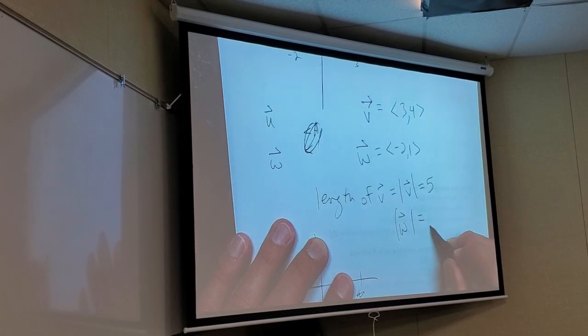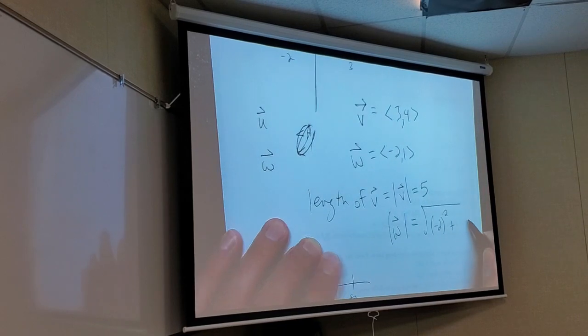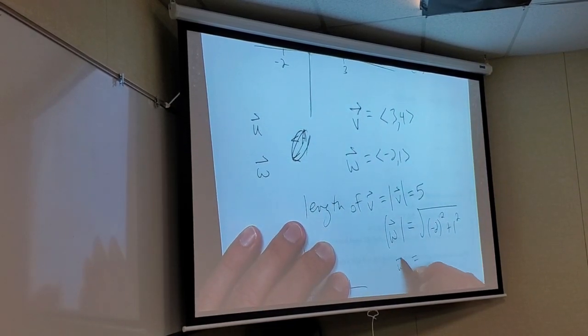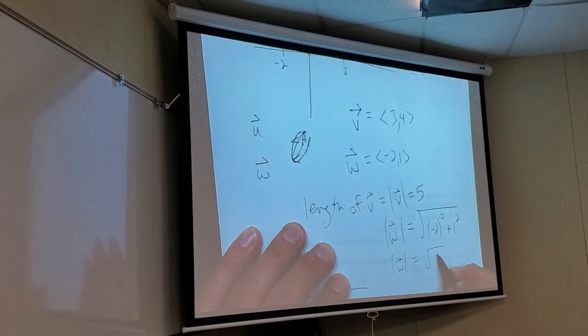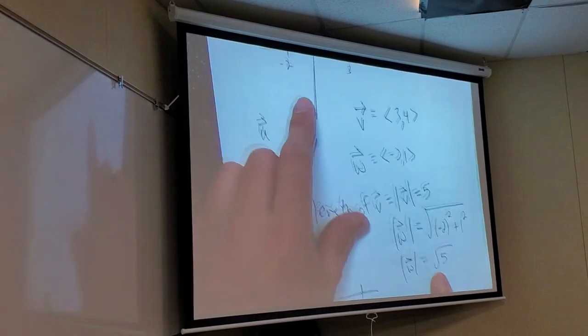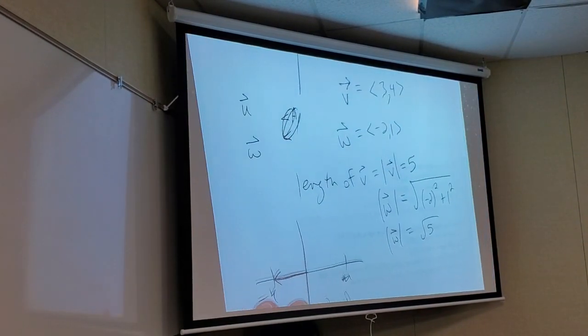Good. Negative square root of (-2) squared plus 1 squared? Square root of 5. There, done. Which makes sense. It's smaller. Poor little dude. Smaller than this guy. How are we doing?